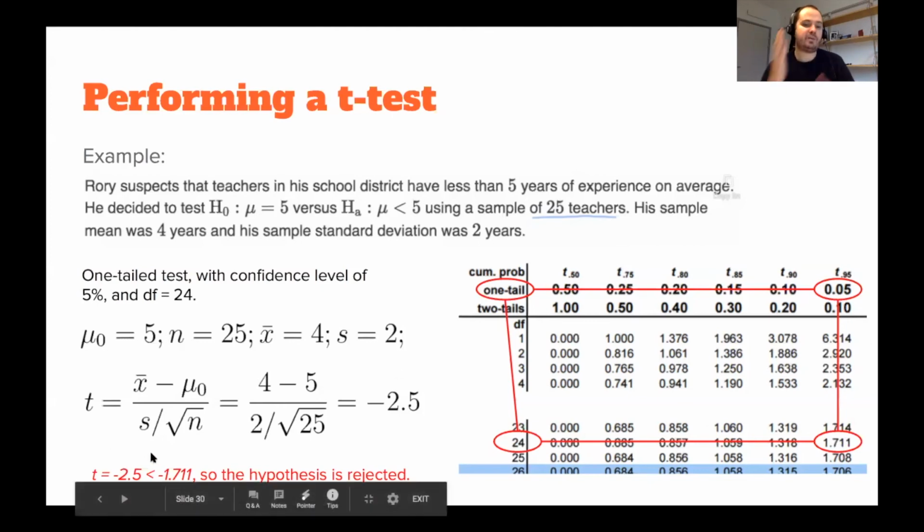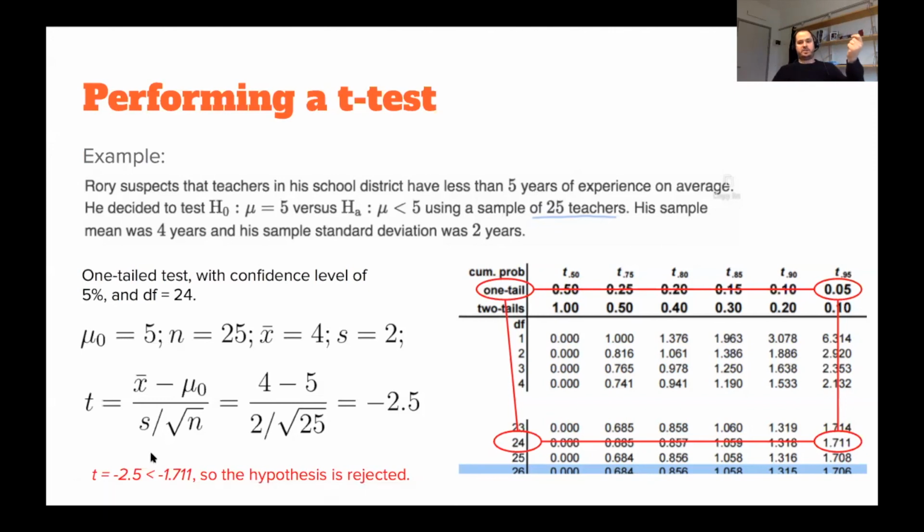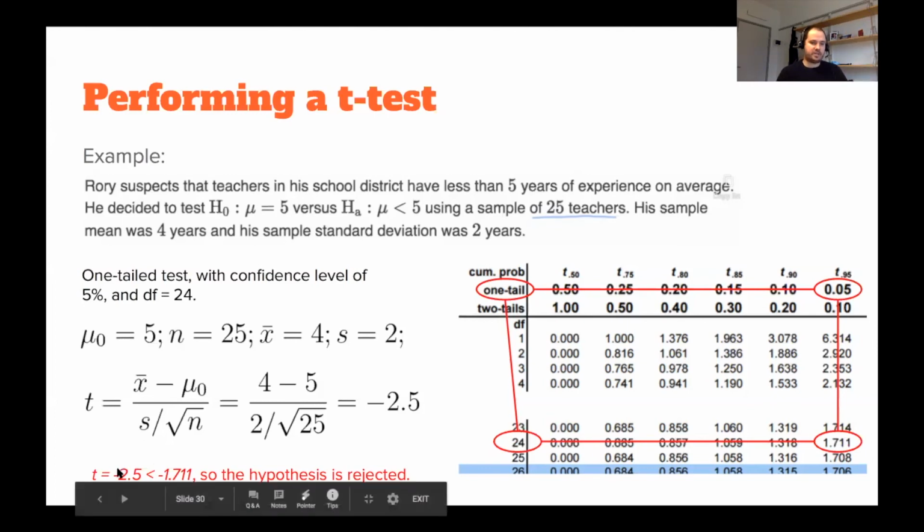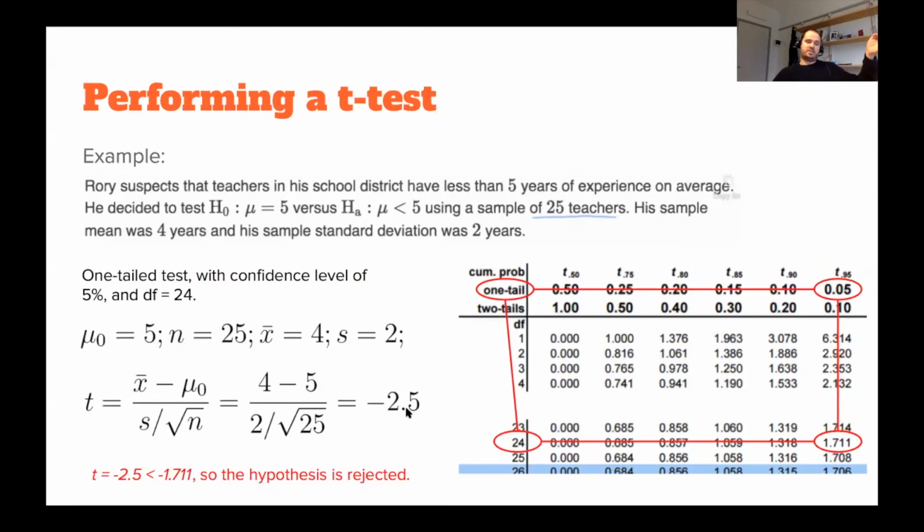And now I'm going to compare. So now I have my baseline: minus 1.711. Anything to the left of that, more extreme than that, I will reject. And it just so happens that my measured value, minus 2.5, is less than minus 1.711, which means it's to the left of minus 1.711. And if it's to the left, then it's too extreme. It's more extreme than the baseline. So the p-value here will be less than 5%. And since it's less than 5%, I reject my hypothesis. By rejecting my hypothesis, I'm saying the teachers in my school district have less than 5 years of experience.